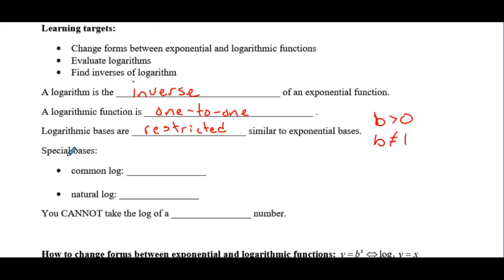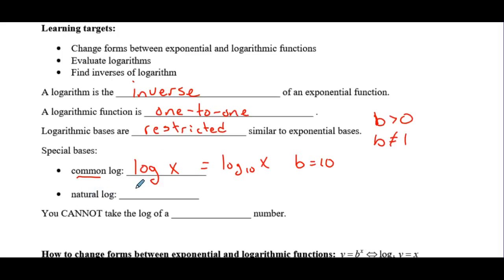Our special bases are going to be the common log, which you'll see written as something like log of x. You notice there's no base written here. Well, that's going to be understood as log base 10 of x, where the base is a 10. So when the base is a 10, we're not going to write it in. We're just going to leave it as log x. And we call that the common log.